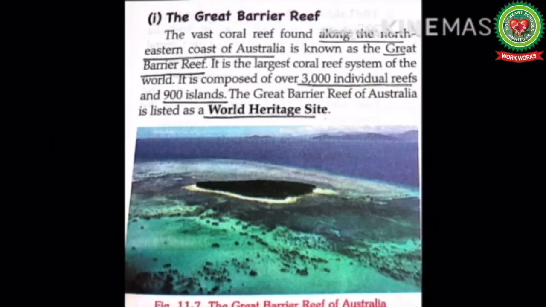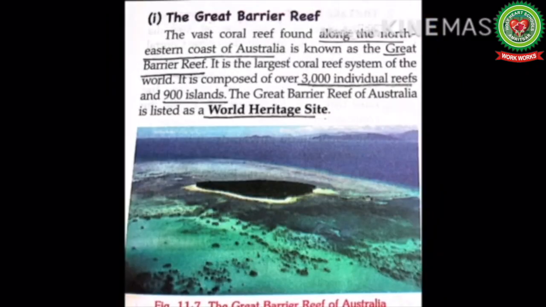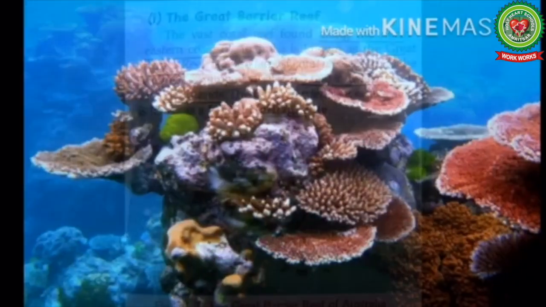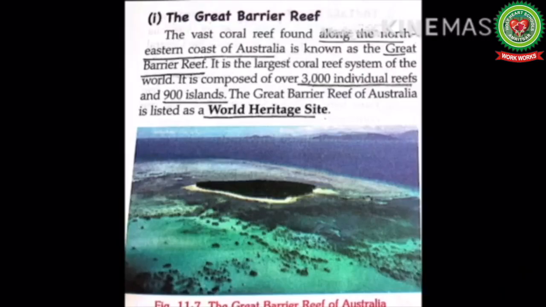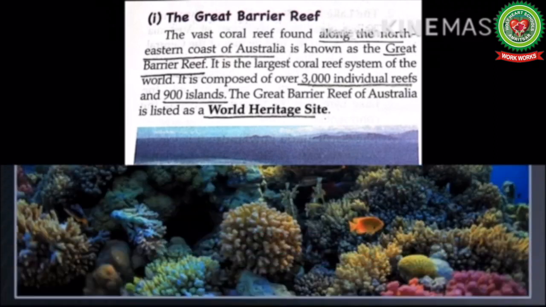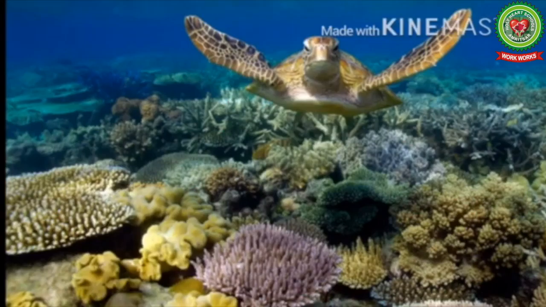The vast coral reef is found along the northeastern coast of Australia. It is known as the Great Barrier Reef. It is the largest coral reef system of the world. It is composed of over 3000 individual reefs and 900 islands. It means the Great Barrier Reef is a chain of individual reefs and islands.